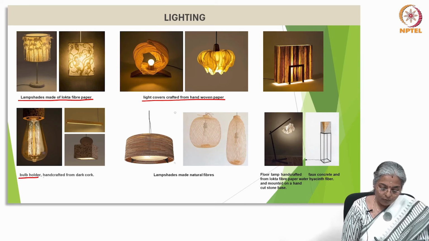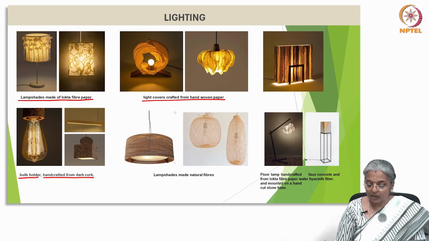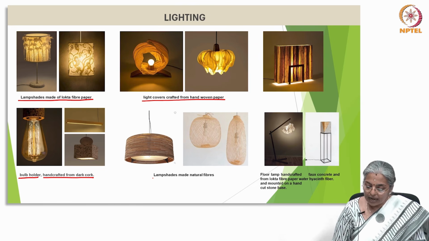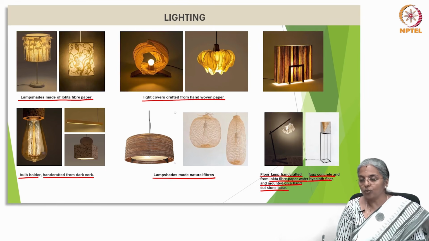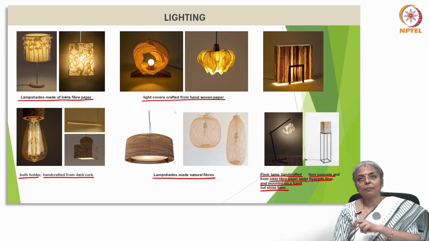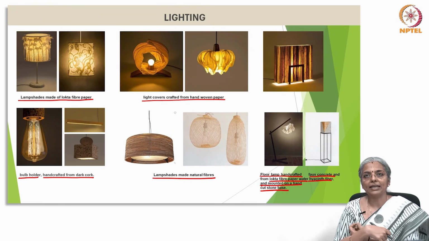Bulb holders from handcrafted and dark cork as a material, which is a natural material. Lampshades made of natural fibers. Floor lamps which are handcrafted from lokta fiber paper, and then faux concrete and water hyacinth fiber, and mounted on a hand cut stone base. So, these are all examples of the accessories that can be used for lighting in a multi-family residence.